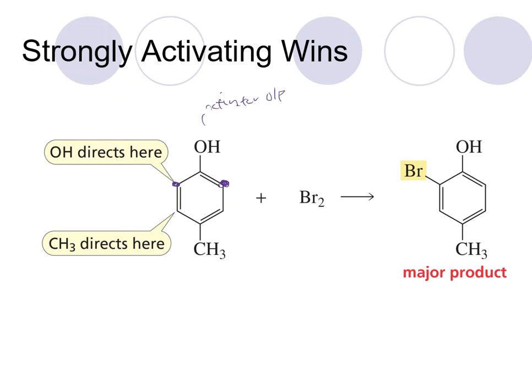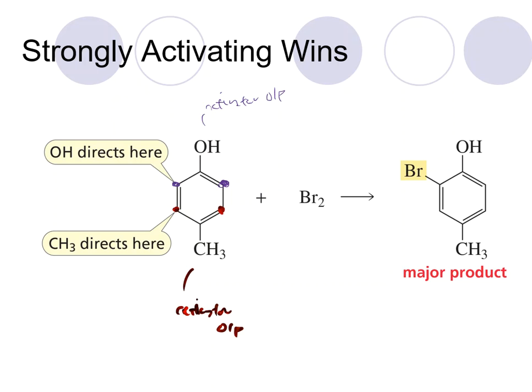Now let's take a look at the methyl group. The methyl group is also an activator. Not as good, but it's an activator. It's also an ortho para director. Well, it can't go para. There's something already there. That's the OH group. So it can go ortho. So these four carbons are all possibilities.